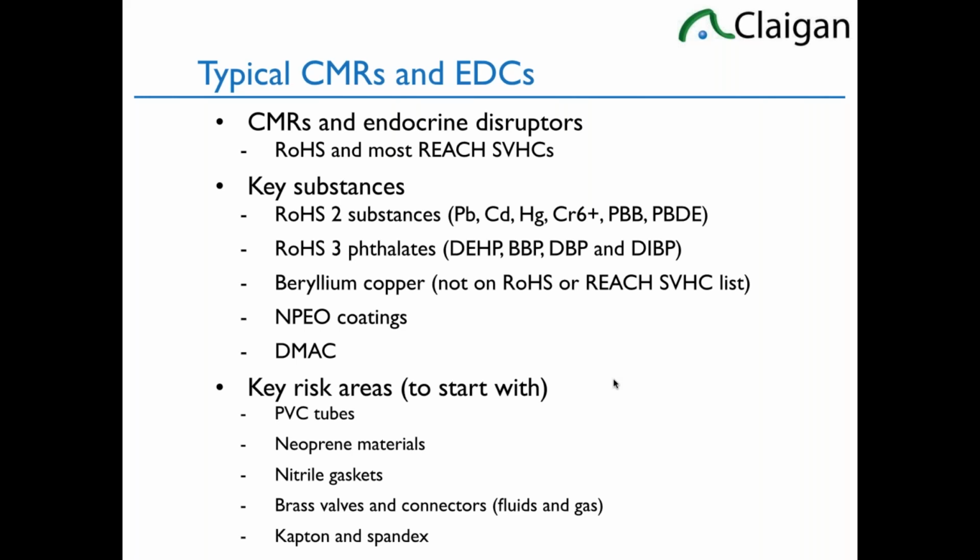People look at the CMR list, and depending how you define it, there's between 400 and 1,400 CMRs. Most of them are either petrochemicals, a variety of different distillates of petrochemicals, or they're nickel salts. Every single nickel salt is on there. Outside of those, the main ones they're concerned about here are the RoHS 2 ones, RoHS 3 phthalates, beryllium, because of beryllium copper, nonylphenol ethoxylate, and DMAC. There could be others, but these are basically 95 to 98% of your risks.